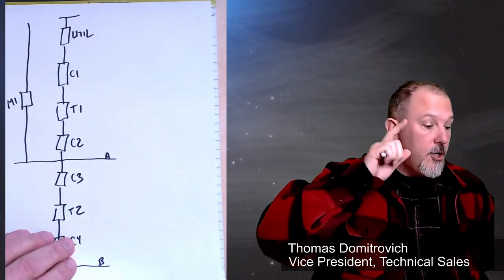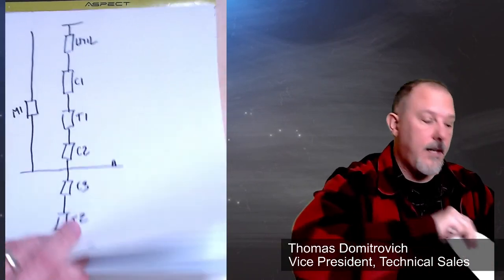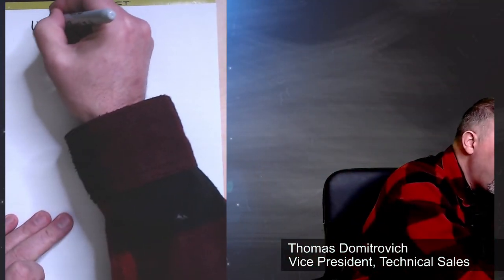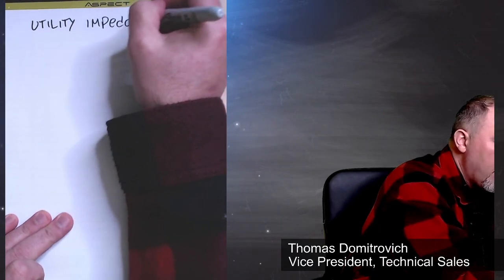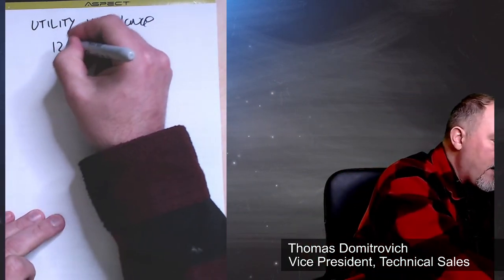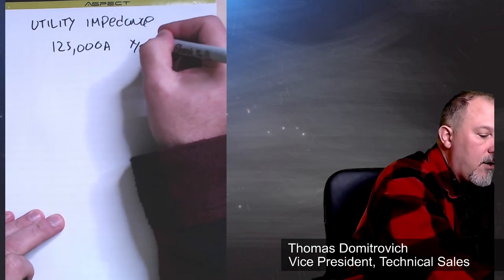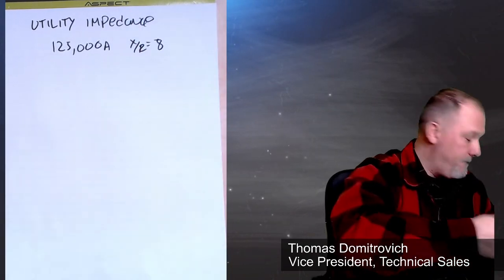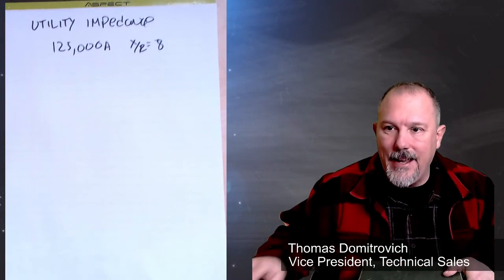All right. So the first thing we'll do is the utility. Always do the hardest one first. Utility impedance. Now, what we know is we have 125,000 amps at an X to R ratio of 8. Why did I pick an X to R ratio of 8?